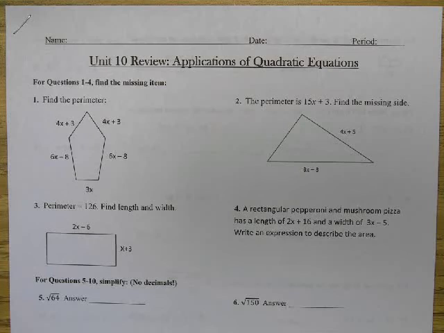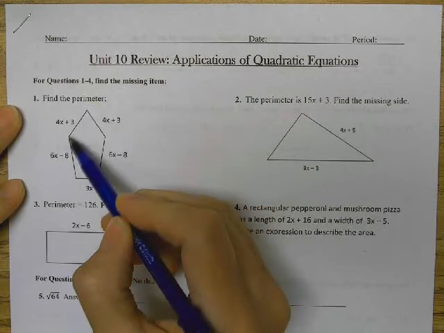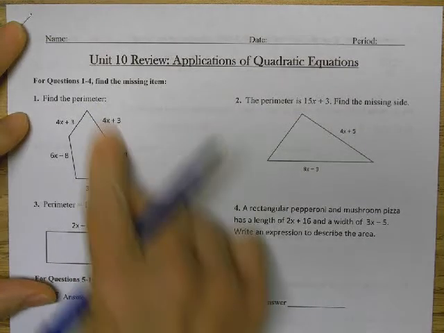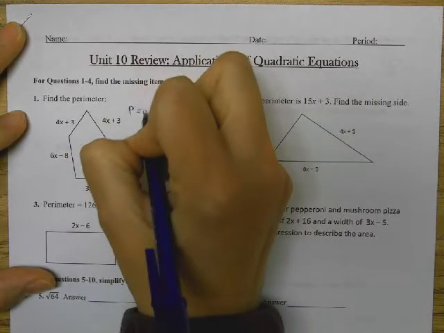Today we are going to look at the Unit 10 review for the applications of quadratics. So 1 through 4 all deal with perimeter and area, which is the most recent lesson that we did. Remember, when we talk about perimeter, we're talking about the distance around. So if I want to find the perimeter of this pentagon, I'm going to add all my sides.